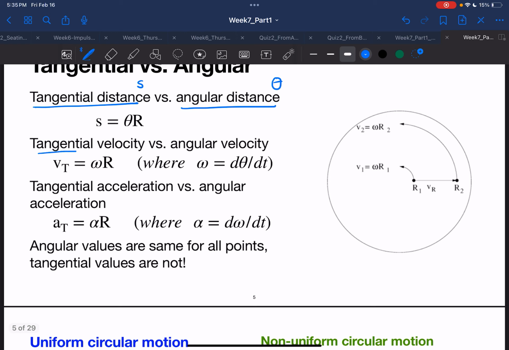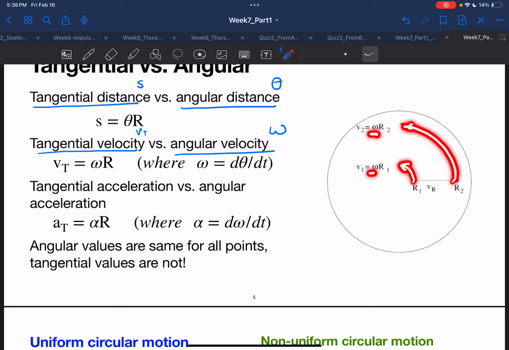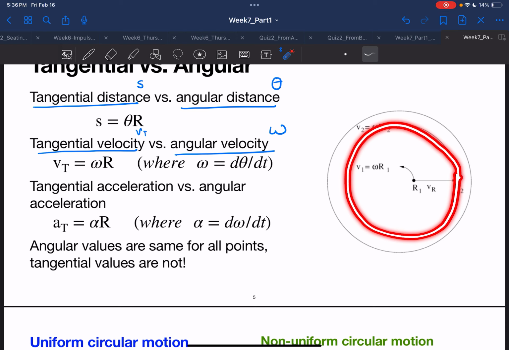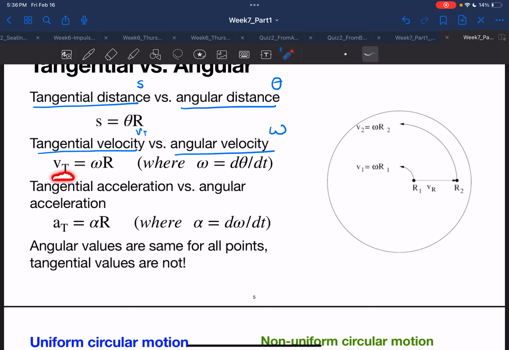Next, for velocities, we have tangential velocity v_t versus angular velocity, which is omega. So omega doesn't care if we're considering a particle in here or out here. Omega is the same for all of these. Basically, it's how many revolutions per second, or specifically radians per second, are we traversing. But velocity does care, because the particle on the inner circle is just traveling this distance in the same time that the particle on the outside is traveling a much longer distance. So their tangential velocity v_t has to be greater than the tangential velocity of the particle in here.